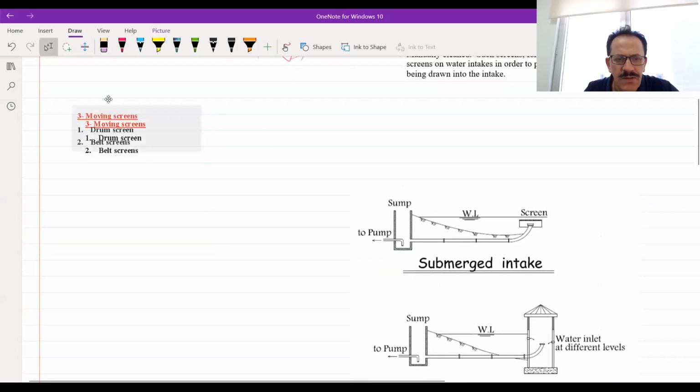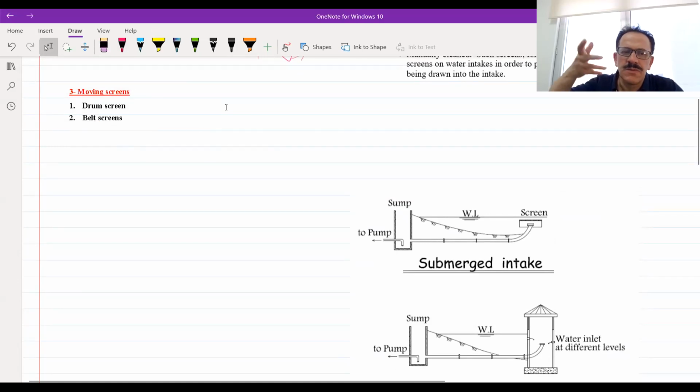And also we have another type, which is the moving screen. Sometimes we have belt screens. Belt screen means that it will be rotated, and we have a drum, and the drum screen is used where there is not enough area space. Do you have any question about these screens? And we solved an example on how to find them and how to design the number of the bars of the screens.